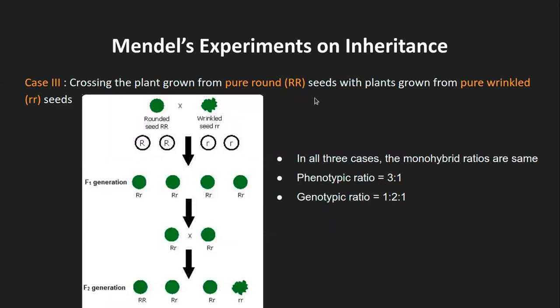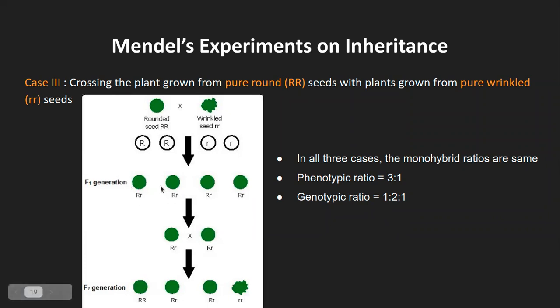Third case, again a similar monohybrid cross, but with one characteristic with two alternative forms, that is either a round seed or a wrinkled seed. The round type of seed is the dominant type. So this will be homozygous dominant, that is capital R, capital R. Wrinkled seed will be homozygous recessive. It will have small r.